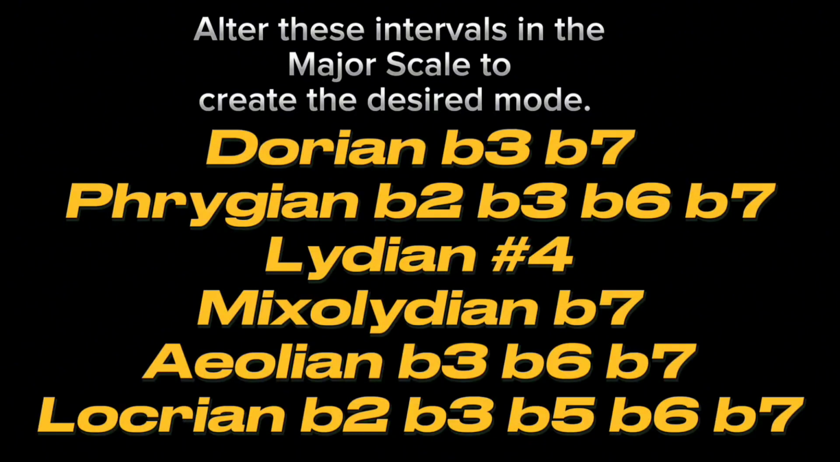But with Locrian, the difference between B major, which has 5 sharps, and B Locrian, which has no sharps, would be a flat 2, flat 3, flat 5, flat 6, and flat 7. And there's a lot of half steps in that scale. That's what makes that one so difficult to use, but also really cool at the same time.